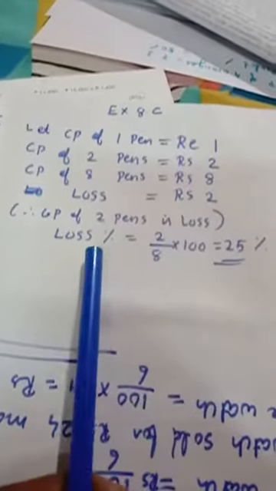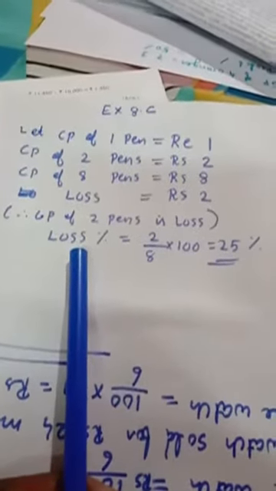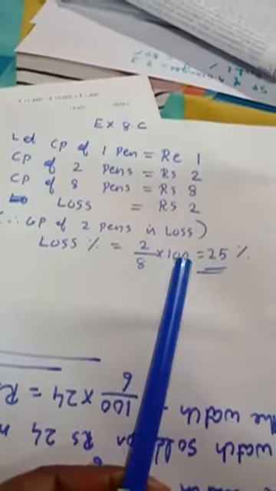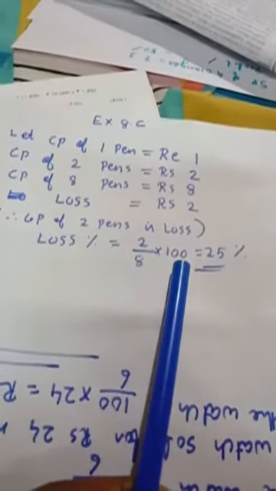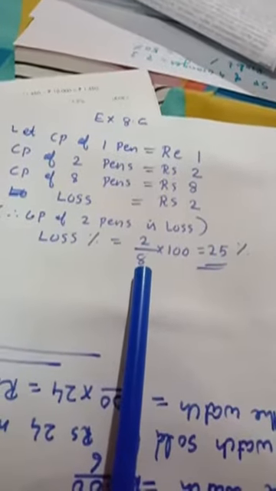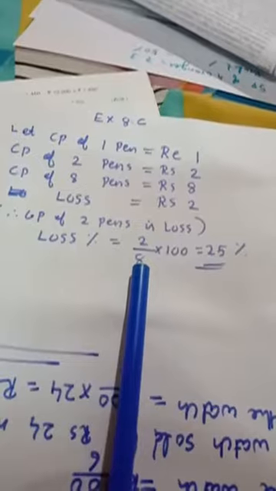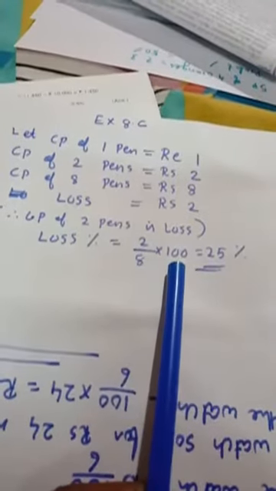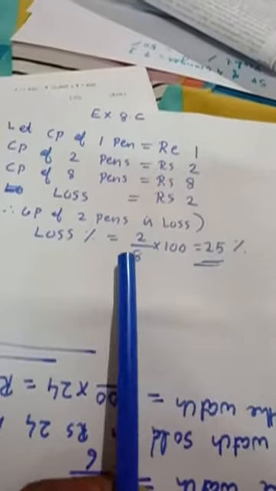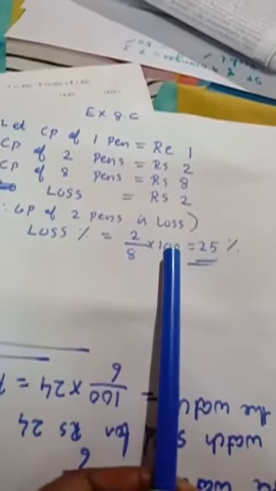Now find the loss percentage. Loss percentage is equal to loss by CP into 100. That is loss 2 by CP 8, 8 pens, into 100. That is 25 percent. 1 4s are 4, 2 4s are 8.